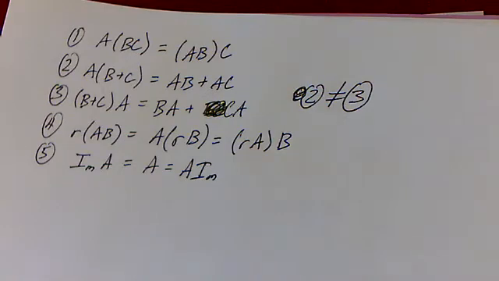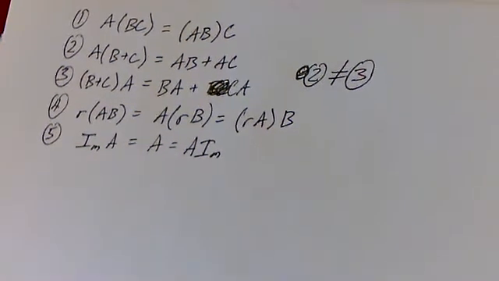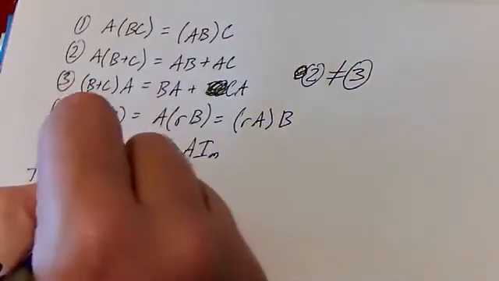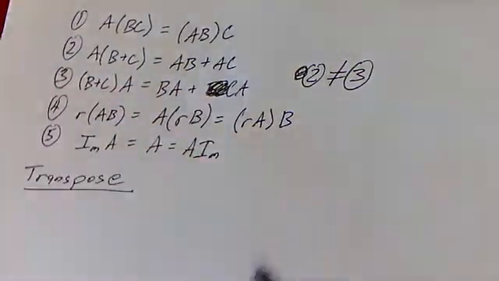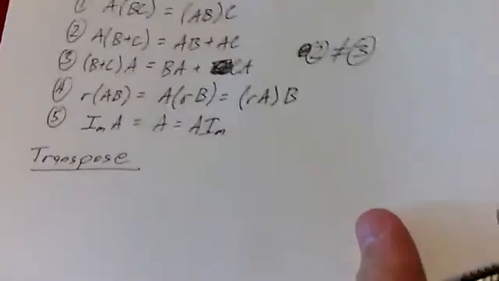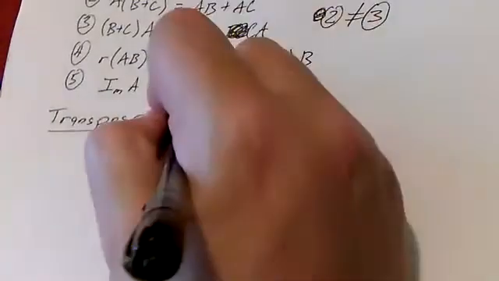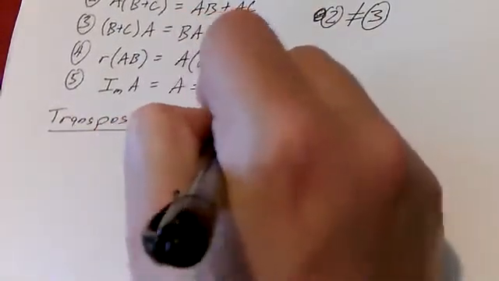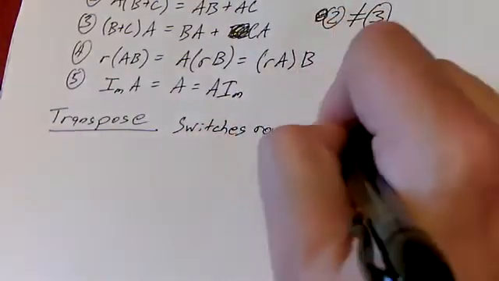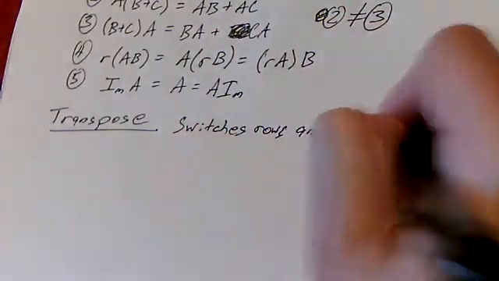Okay. Now we have one more term here when we're talking about matrices, and then I have a few more example problems. And that is the transpose. So we're talking about the transpose of a matrix. That is where we flip the rows and columns. So the transpose switches rows and columns.